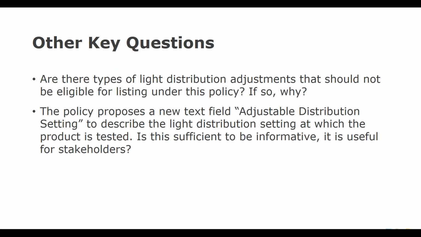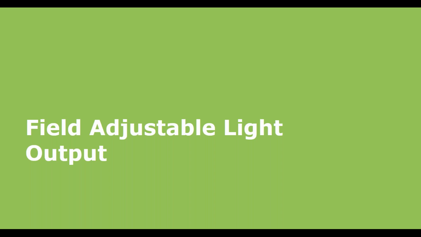Secondly, we proposed a new text field here, which would be displayed or available on the QPL for the adjustable distribution setting. And this would describe the setting at which the product was tested. We have some questions around how useful this field is, whether it will be sufficient to be informative, and so forth. It's not something that we can easily define a standard set of answers for, like the 45-degree adjustment position. There's just so much variability in how these products are actually adjusted. So let us know what you think about this.